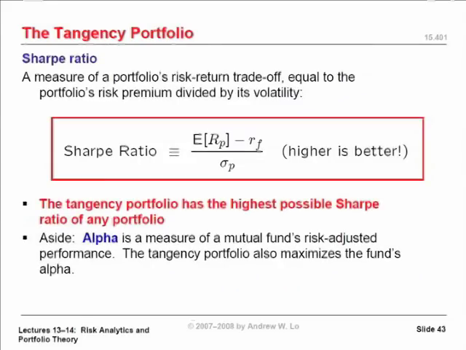So let's talk about the slope of the line. The slope of that line is equal to the expected return of that tangency portfolio minus the T-bill rate, divided by the volatility of that tangency portfolio. If you just calculate rise over run, that's what you get as the slope. There's a name for this. The name for this is called the Sharpe ratio.